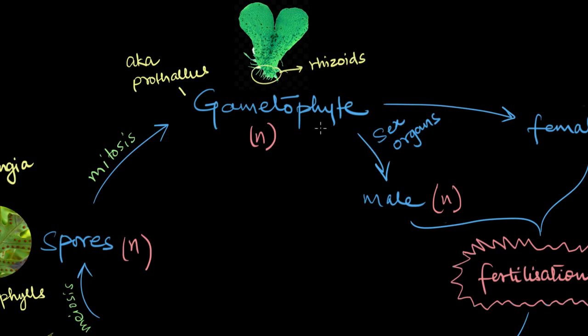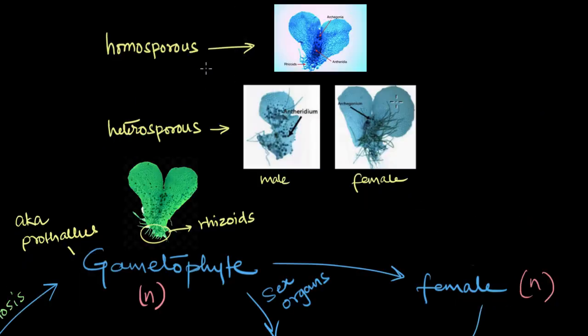That means this stage is responsible for the production of the haploid gametes. Now, the spore from a homosporous plant will give rise to a bisexual gametophyte, meaning it will have both the male and the female sex organs. Meanwhile, the spore from a heterosporous plant will give rise to two different gametophytes. The male spore will give rise to a male gametophyte, which will have the male sex organ only, and the female spore will give rise to a female gametophyte, which will have the female sex organ only.